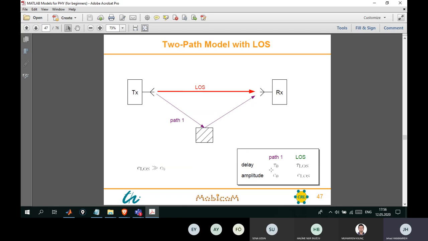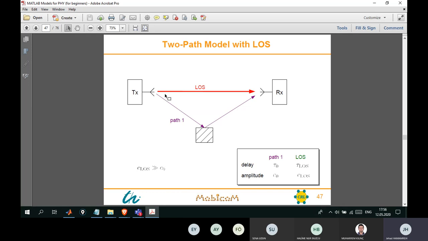Now let's go to the two-path model, where you have both line of sight and non-line of sight. Line of sight, LOS, is where the transmitter and receiver see each other. Yes, they see each other. They have direct view, direct observation, while the reflection comes from signals that get reflected off certain objects and then get to the receiver.